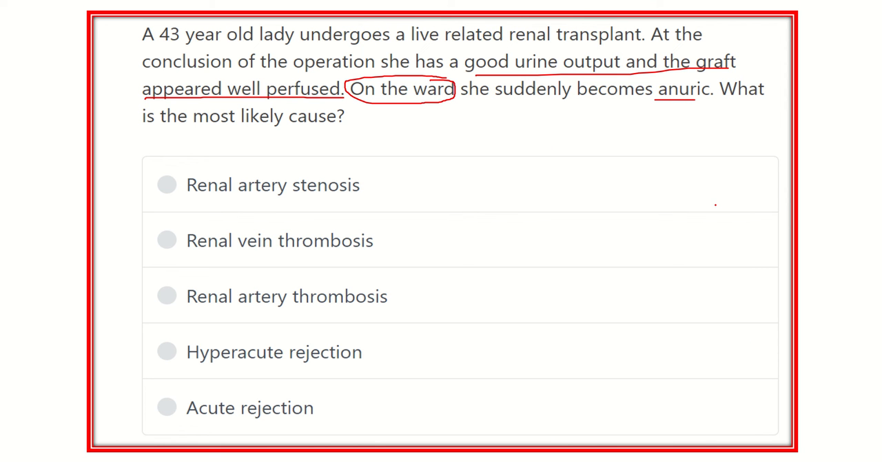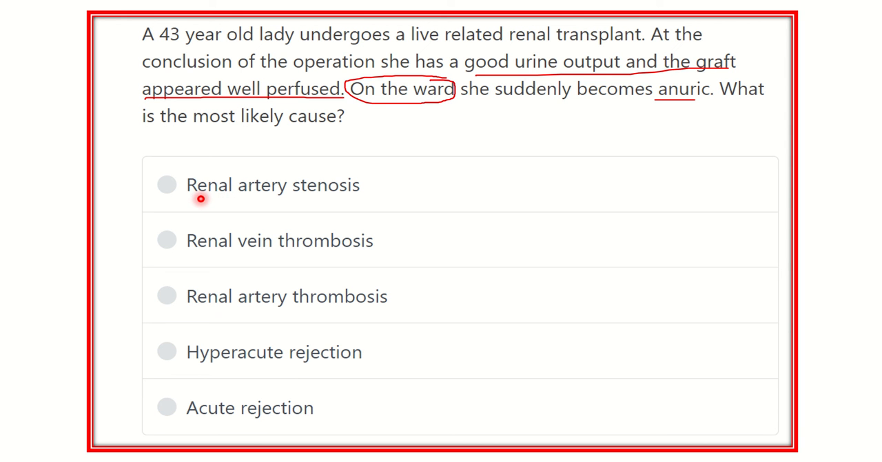So here, this point is very important: on the ward, that means within a very short time, but not during the operation. After the operation, in the ward, within the past few hours, she suddenly became anuric. So what is the most likely cause? Here the options are renal artery stenosis, renal vein thrombosis, renal artery thrombosis, hyperacute rejection, and acute rejection.